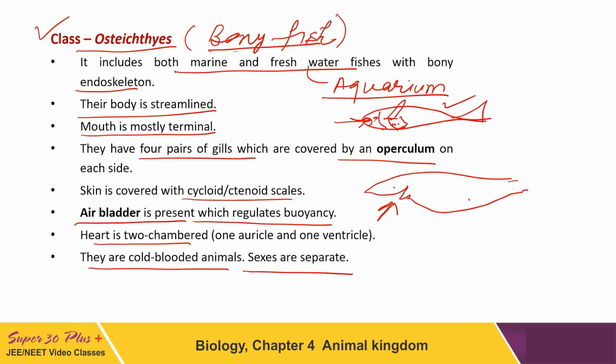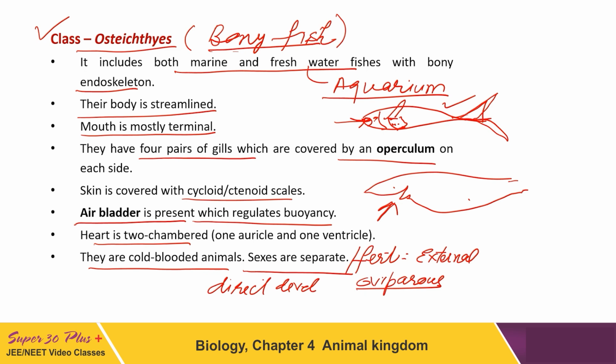Is it clear? And one more thing, a few other points. The caudal fin is homocercal, like this. Remember, sexes are separate, and fertilization will be in water. Fertilization is external. These are oviparous, while the cartilaginous fish may be oviparous or viviparous. And the development is direct, that is, there is no larval stage.